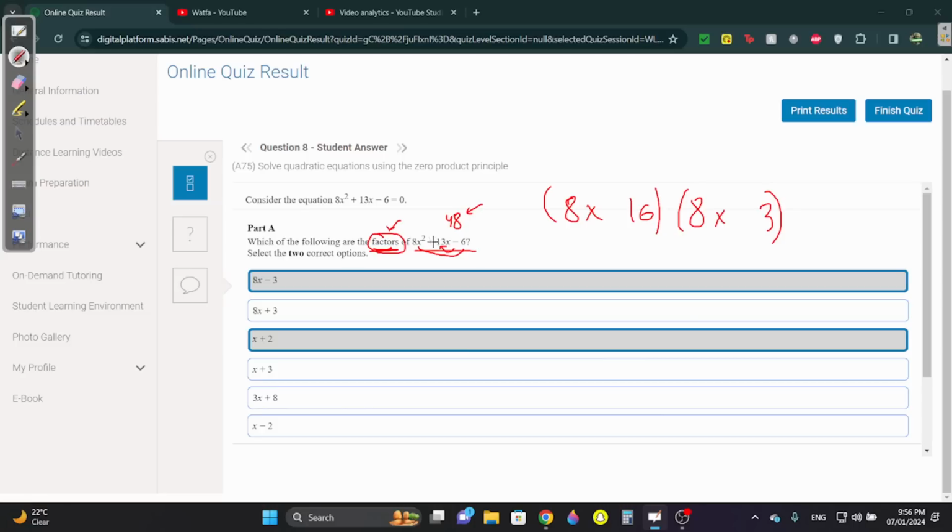Then the signs: the middle one goes to the bigger number, which is 16, so the other one will be minus. Then you can simplify this one by dividing by 8. So it will be x plus 2, and then 8x minus 3. These are your factors, 8x minus 3 and x plus 2.